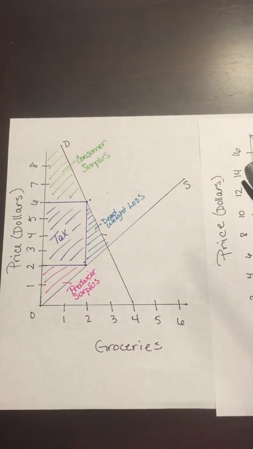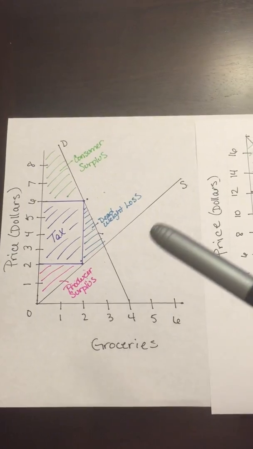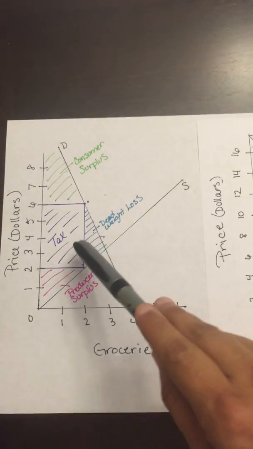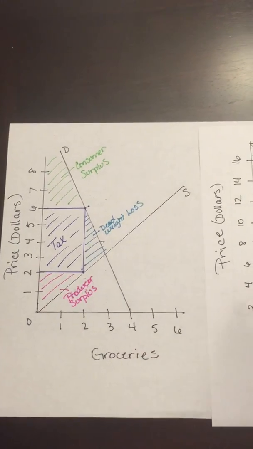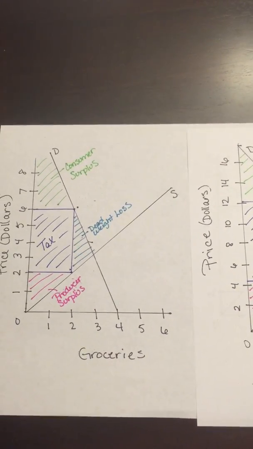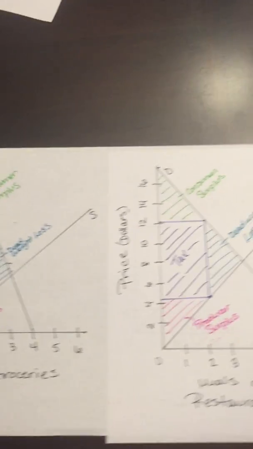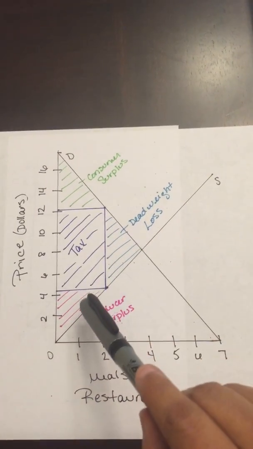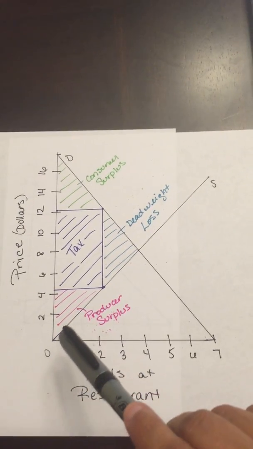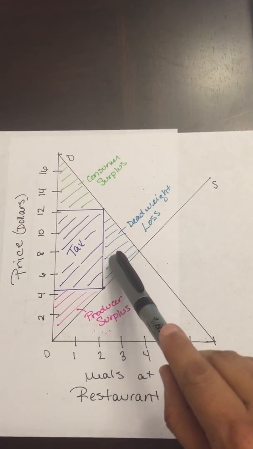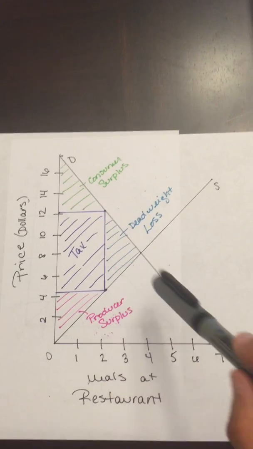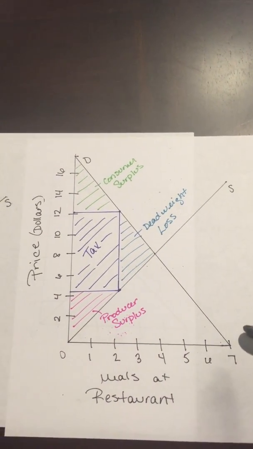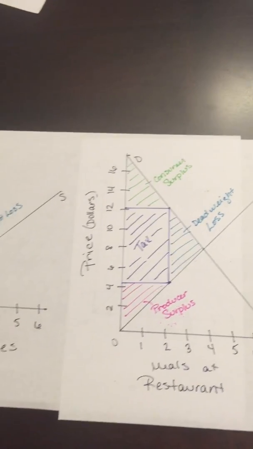Everybody needs groceries, so it's not going to be as elastic as, say, meals at restaurants. So you're going to see a smaller dead weight loss in comparison to meals at restaurants. In looking at meals at restaurants, you'll see also a smaller consumer surplus, smaller producer surplus, but the dead weight loss is a bit larger. The demand is more elastic in this graph for meals at restaurants.